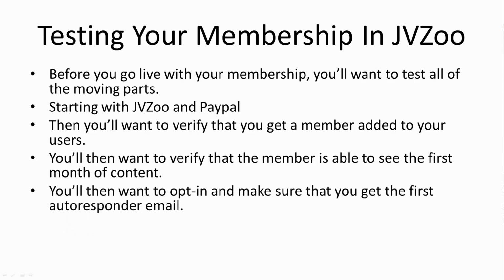You'll then want to opt into your list and make sure you get the first autoresponder email, because that's going to be a good indication that you're going to get the other one in 30 days.